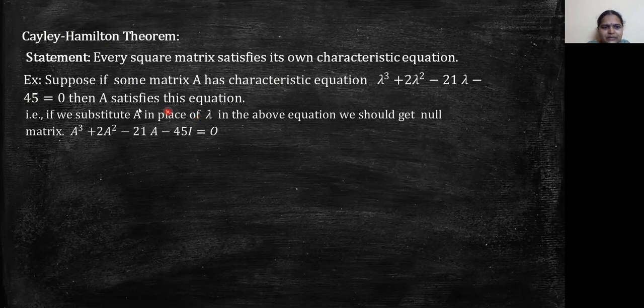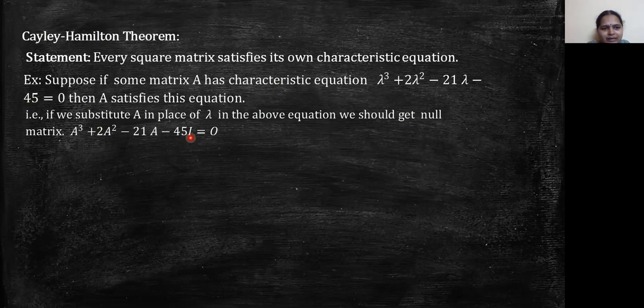That means if we substitute A in place of lambda, then in place of lambda cube we will get A cube, in place of 2 lambda square, 2A square, in place of 21 lambda, 21A, and minus 45 into I equal to O. Here O is the null matrix, and here we should not write just a constant because these are all matrices. We have to write the constant into the identity matrix.